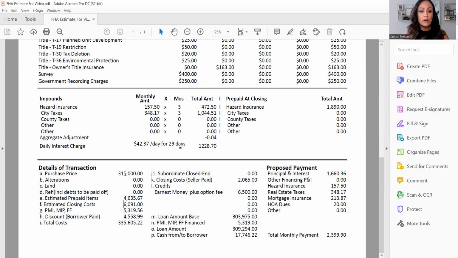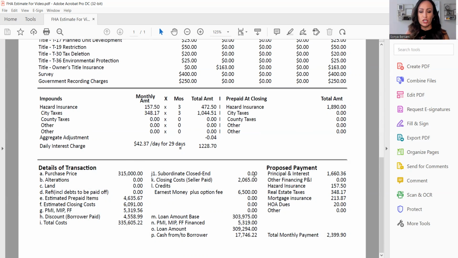So again, back to it on this particular home: $315,000 sales price, prepaids $46, closing costs $6,000, mortgage insurance $5,300, discount fee, points that you're paying $45. So the total price tag on this home for this client was $335,605. So I like to look at it that way. What is the total cost to buy the home? All right, that's $335,000. Now from that, there's going to be credits and adjustments.